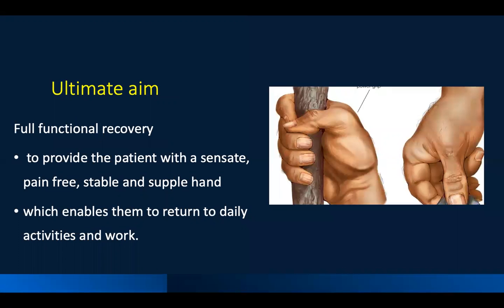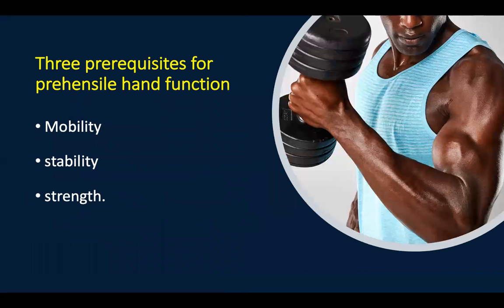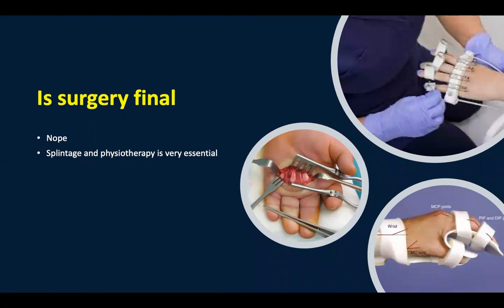Our ultimate aim is always full functional recovery, to provide the patient with a sensate, pain-free, stable, and supple hand, which enables them to return to daily activities and work. Three prerequisites for prehensile hand function are mobility, stability, and strength. And is the surgery final? Never. The splintage and physiotherapy are very essential.